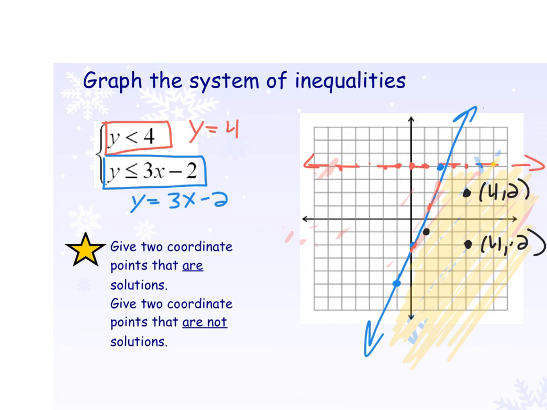What about negative 1, comma 1? Negative 1, comma 1. No, that's not in the highlighted region. That's no good. Anything on the solid line is good. Anything on the dashed line is not good, not part of the solution. All right?